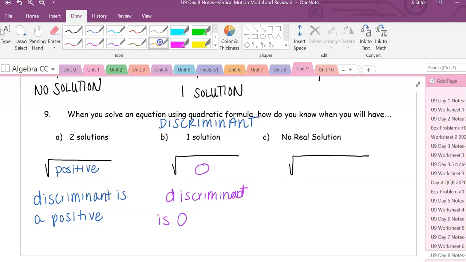And then finally, no real solution. This is one that we didn't look at today, but we should remember from a few days ago. When do we have no real solution? What type of number do we have under here? A negative. So if it's no real solution, that means we have a discriminant that is negative.